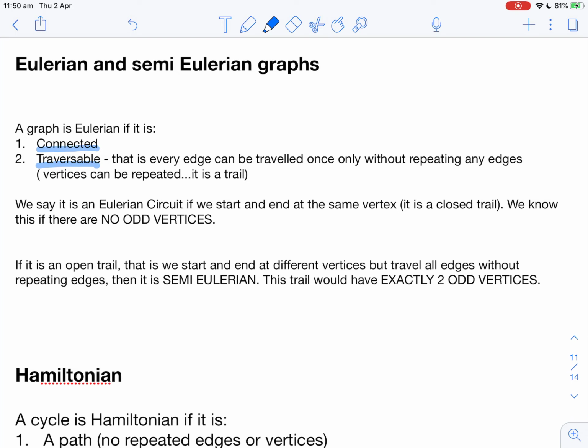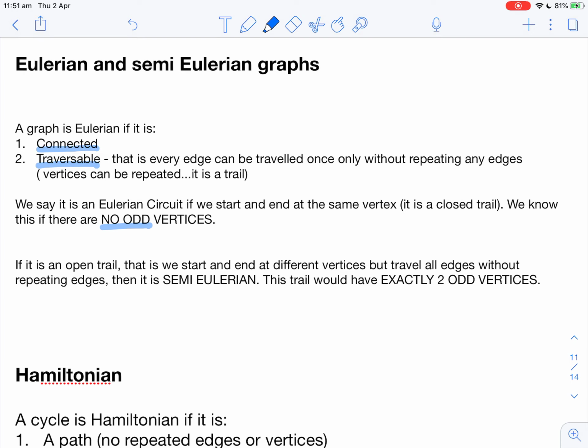Because we can repeat the vertices, but we're going to begin and end at the same point. And we've got a little trick to find that. If you looked at a very complicated network, you can see at a glance whether or not it's going to meet the requirements to be Eulerian by counting how many odd and even vertices you have. So I always get into the habit of just circling all my odd vertices in any kind of diagram, and we're looking for no odd vertices in order for it to be Eulerian.